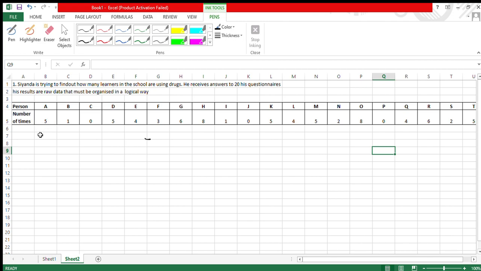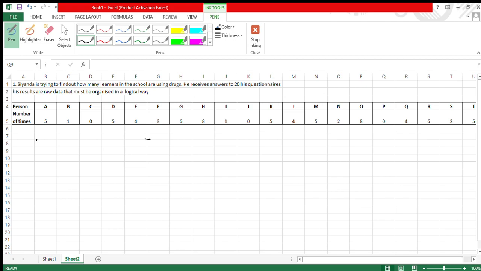So remember, these 20 questionnaires are going to be our N. As we go on, we're going to talk about it more in depth. But now let's talk about how we organize the data in terms of tallying and frequency. So the first thing we're going to do is draw a table. I think it's going to be easy.